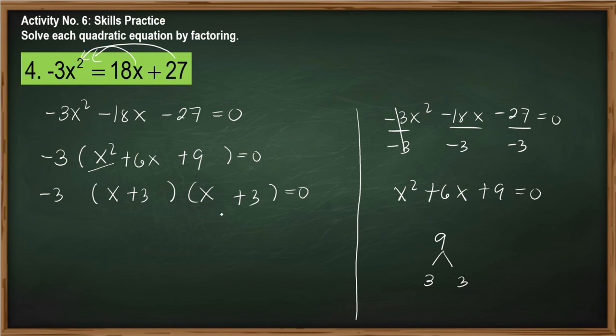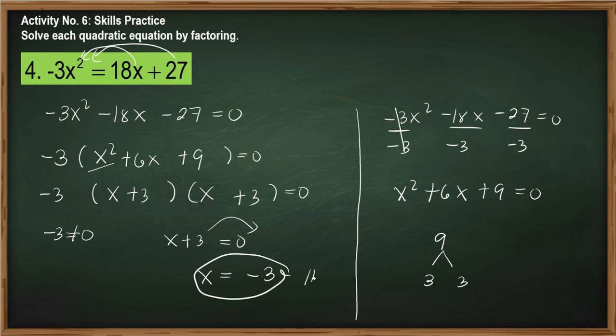So obviously, we only have one solution here because negative 3 cannot be equal to 0. And as what I mentioned a while ago, negative 3 will just only describe how narrow or wide the parabola is. So, you only have here x plus 3 is equal to 0. Transpose this. So, we have the only solution is x equals negative 3.